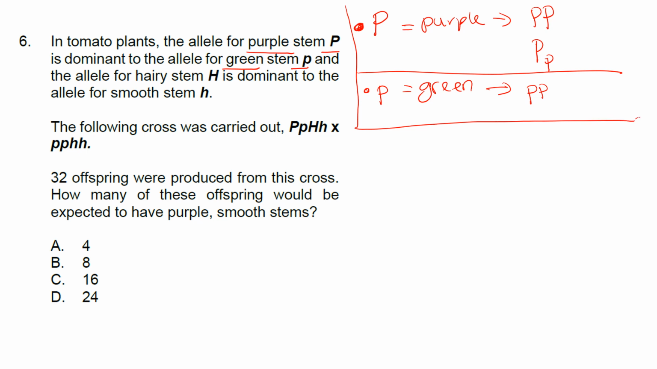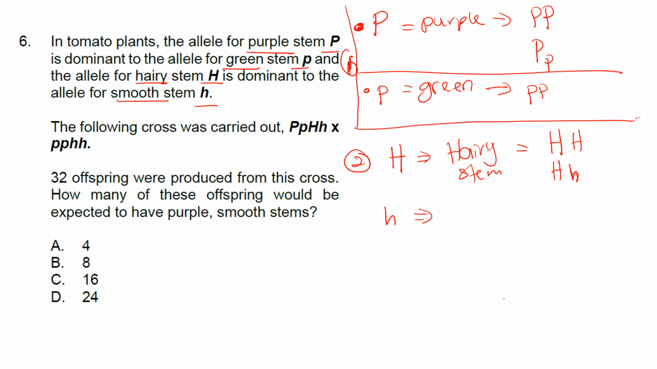And another gene has two alleles, which determine whether the stem will be hairy or smooth. So this is the first gene, and you have the second gene that is controlled by the H allele. You have the dominant H allele for hairy stem, so the genotype can either be homozygous dominant or heterozygous. And then the recessive allele for smooth stem will be homozygous recessive.